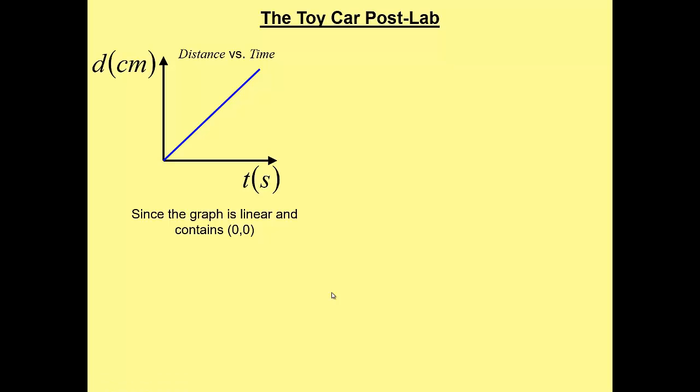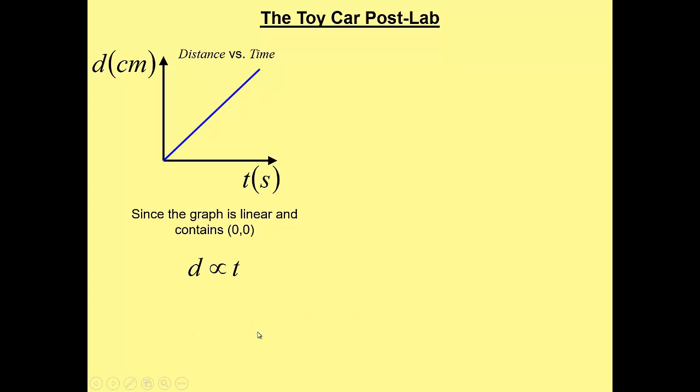Of course, hopefully by now you know that when you graph two variables and they result in a graph which is both linear and contains 0, 0, the relationship between those variables is proportional. So if you let the car run for twice as long, it basically went twice as far. If you let it run 3 times as long, it basically went 3 times as far. And you probably can even see that in your data if you check out your data table. Right, so a nice direct proportion there.